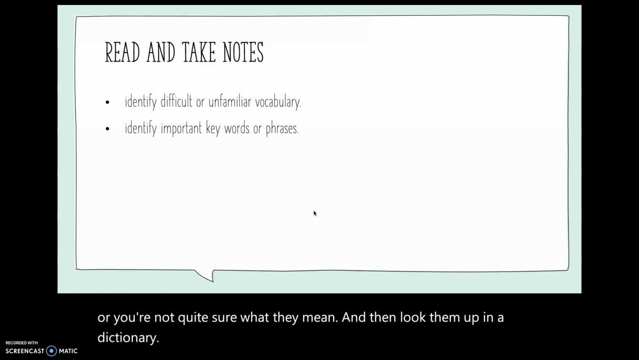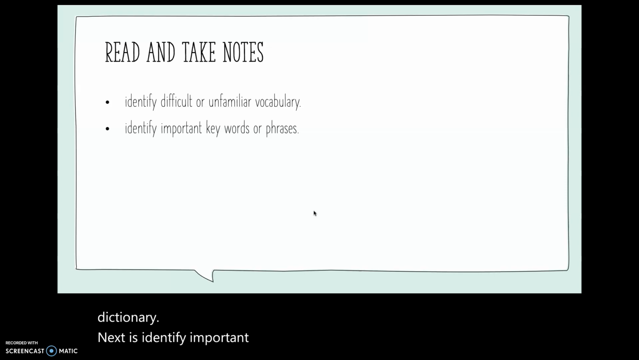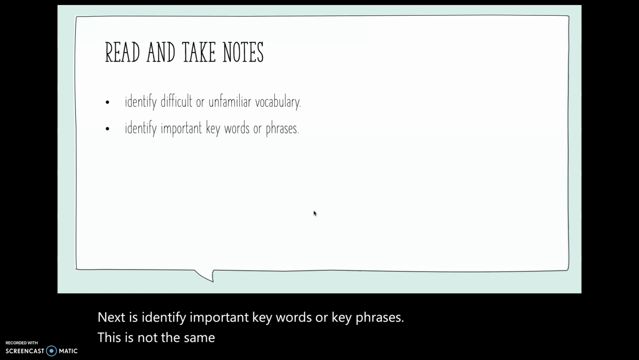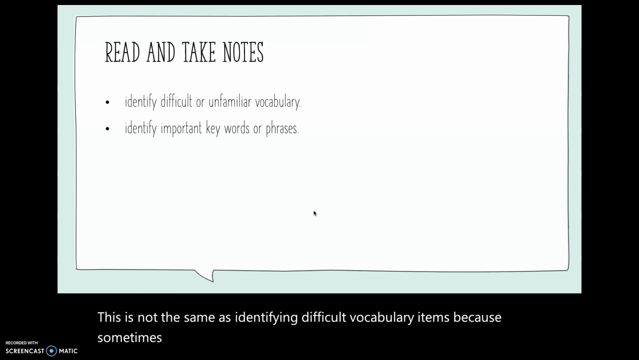Next is identify important key words or key phrases. Now, this is not the same as identifying difficult vocabulary items because sometimes an article can have a lot of difficult words, but they're not all keywords or key phrases.